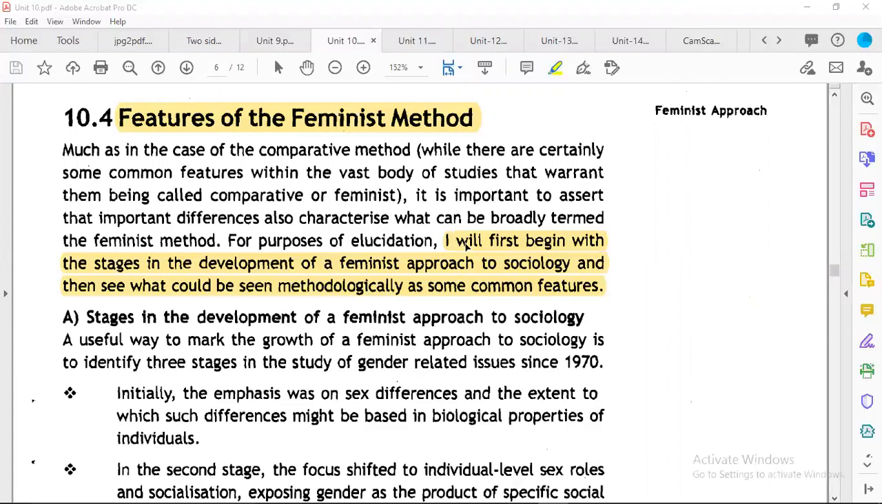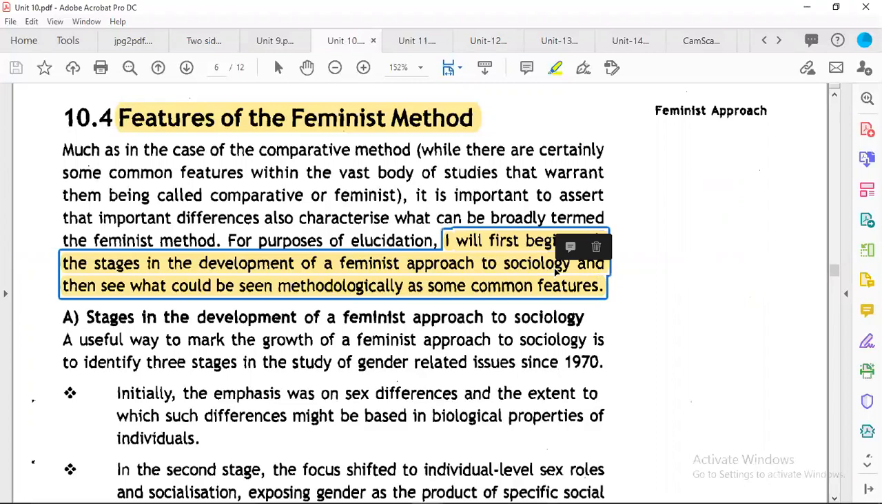Here, we will first begin with the stages in the development of a feminist approach to sociology and then see what should be seen methodologically as some common features. So before we start to read about the features of the feminist method, first of all, we have to know about those stages, and then we will discuss the features. Okay.